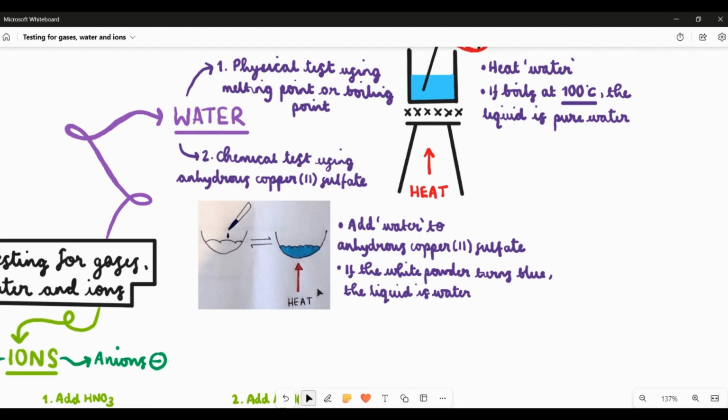Now that is actually a reversible reaction, which is beyond the scope of this video, but I wanted to keep that in there for those people who were interested in knowing that we can then take the blue crystals and we can heat up the blue crystals and drive off the water and regenerate the anhydrous copper 2 sulfate. That does not need to be mentioned as a part of the chemical test.